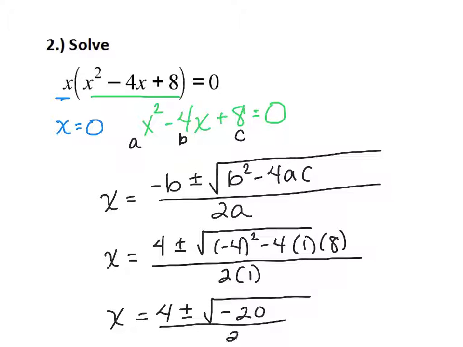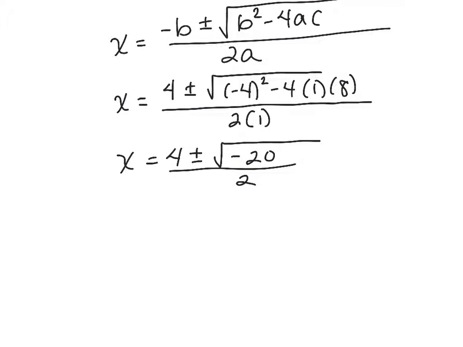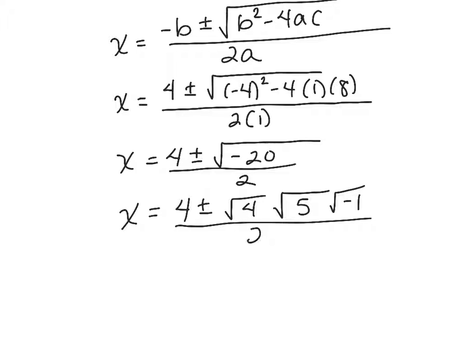All divided by 2. I'm going to move my screen up just a little bit here. And let's keep simplifying. I have x equals 4 plus or minus. Let's split this up here. 20 is 4 times 5. And I also have the square root of negative 1 all over 2.